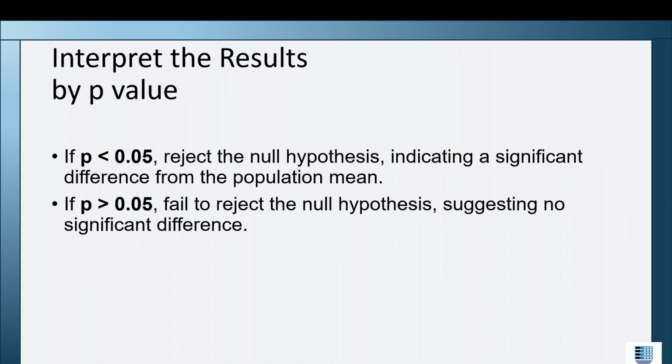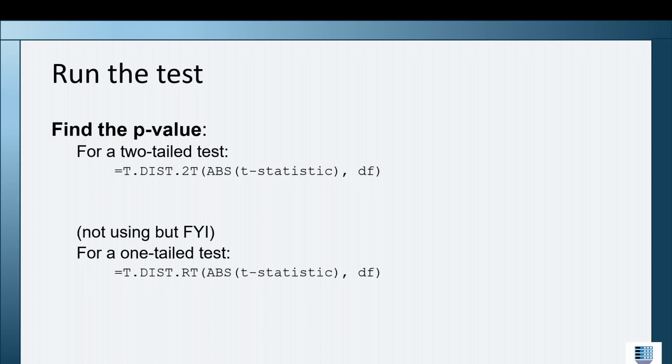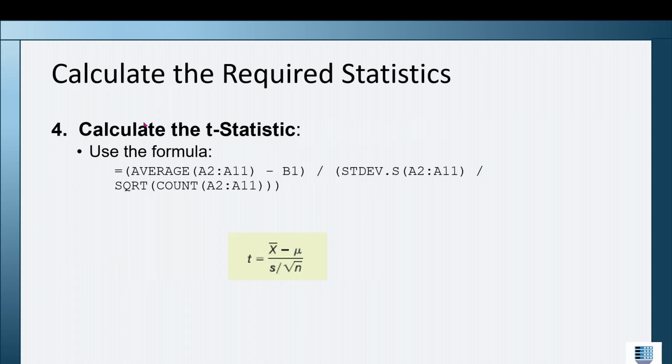The p-value method says that if p is less than 0.05, we reject the null hypothesis, and our test indicates that our data is significantly different from the population mean. Otherwise, if our p-value is greater than 0.05, we do not reject the null hypothesis because our data are not significantly different from the mean. What we're doing when we do a t statistic essentially is looking at the difference between the mean and the null hypothesis and adjusting it for the standard deviation and sample size. So let's go into Excel and see how this is done.